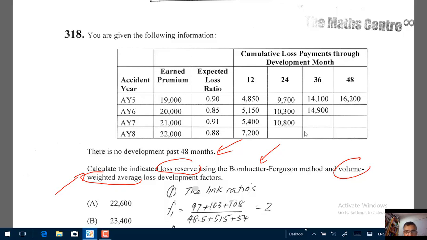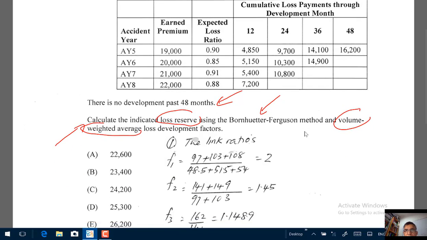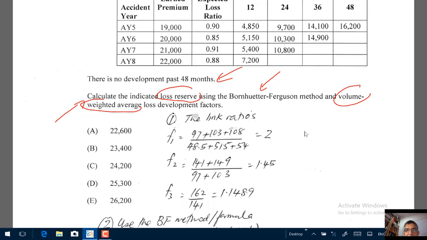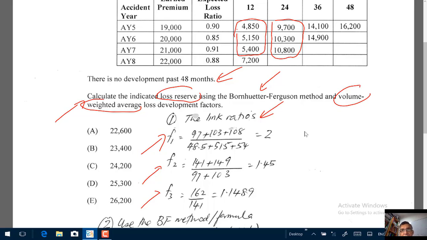So first off, when we use the BF method, we need to have our link ratios, also known as loss development factors. I've gone ahead and worked that for you. Remember, we are told to use the volume-weighted method, so it's not hard to do. First off, the link ratios, and I'm using the notation used in our reading material. F1, the link ratio that develops from year 0 to year 1. We are looking at the sum of these numbers divided by the sum of these numbers, because we are using the volume-weighted average.